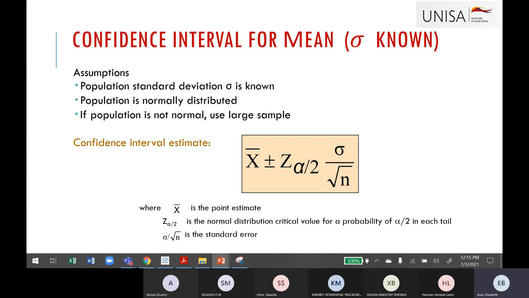Multiplying that with the population standard deviation divided by the square root of the sample size, which is also called the standard error. We learned that in the past weeks.